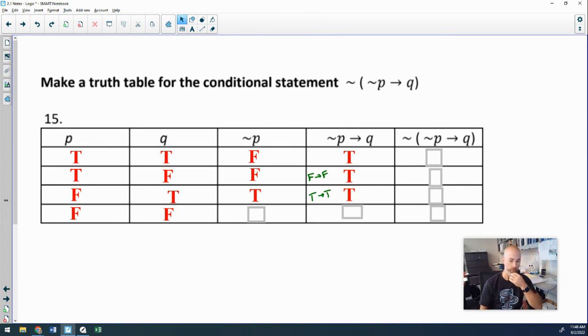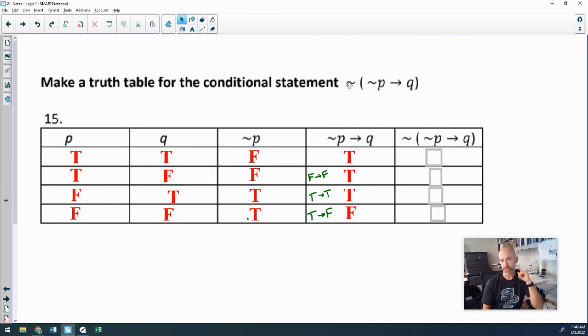The one combination that disproves the statement is a true that leads to false. That's going to happen on this last one. P is false originally, so the negation of P would be true. So now I have the negation of P, which is T, and it led to the false conclusion. That's the condition that disproves the original. So now the original statement has been disproven, and the original statement is false.